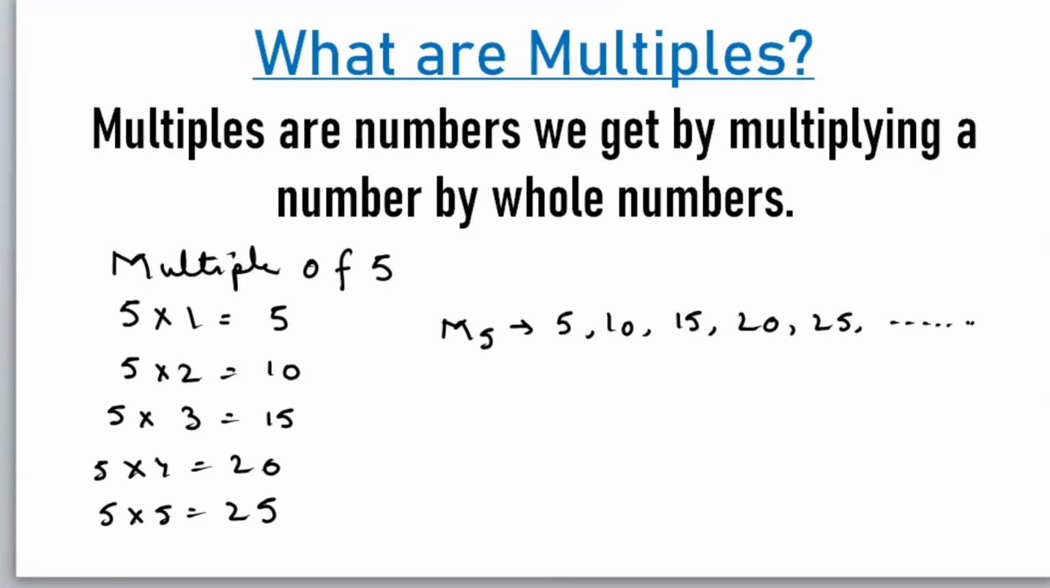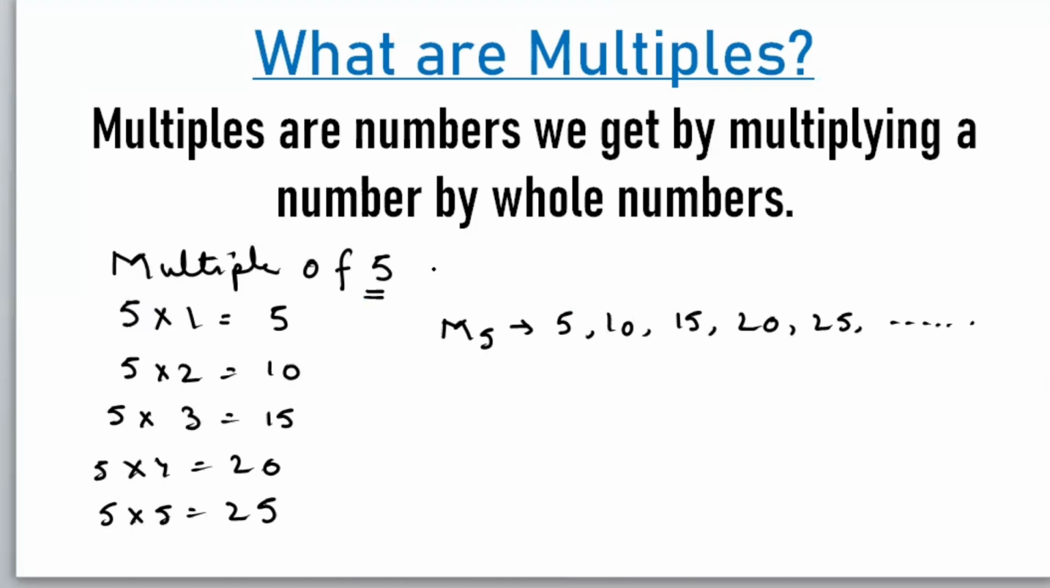So multiples are infinite. It is never ending. You will go on multiplying with a bigger number. It will never end. And factors are limited, but multiples are never ending. Multiples are equal to or greater than the number. Here 5 is equal to 5 and 10 is greater. All the numbers are greater. So multiples will be greater or equal to the given number.